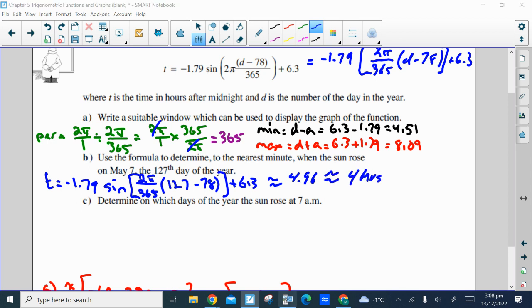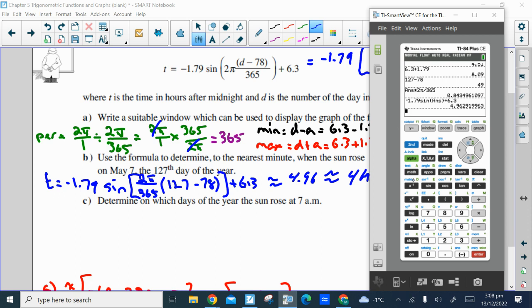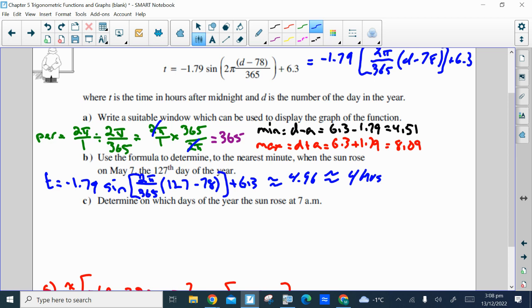4 hours, and I'll subtract 4 from that number. Just gives me the decimal. Multiply that by 60. So 4 hours, 58 minutes. 4:58. 4:58 a.m. So you can use the formula for that, or you could use the graph, which we're going to need for the next part anyways.